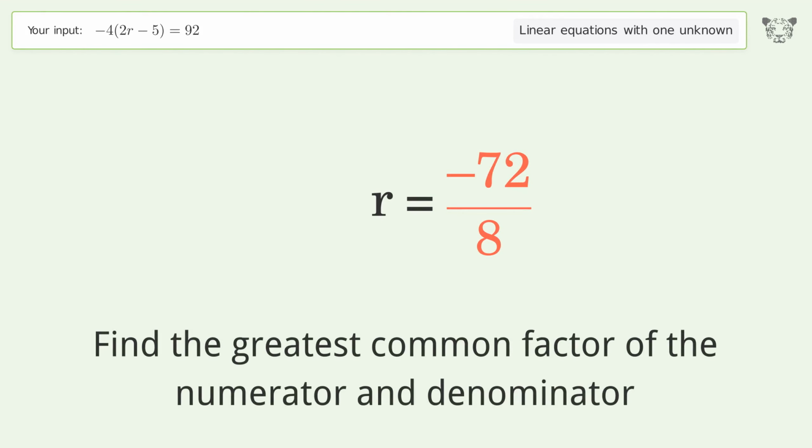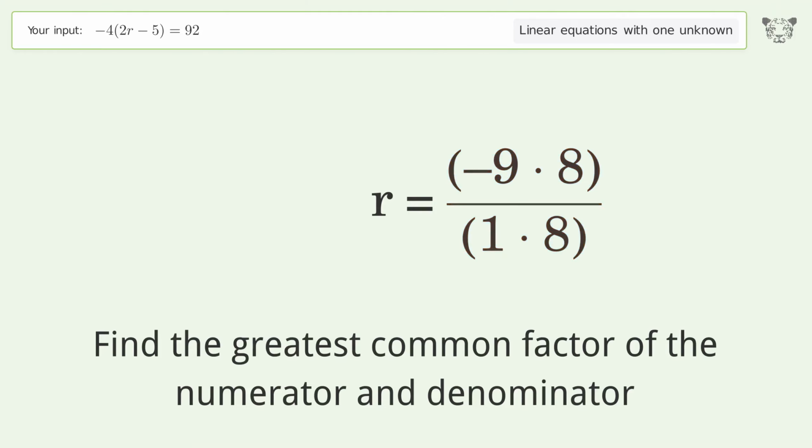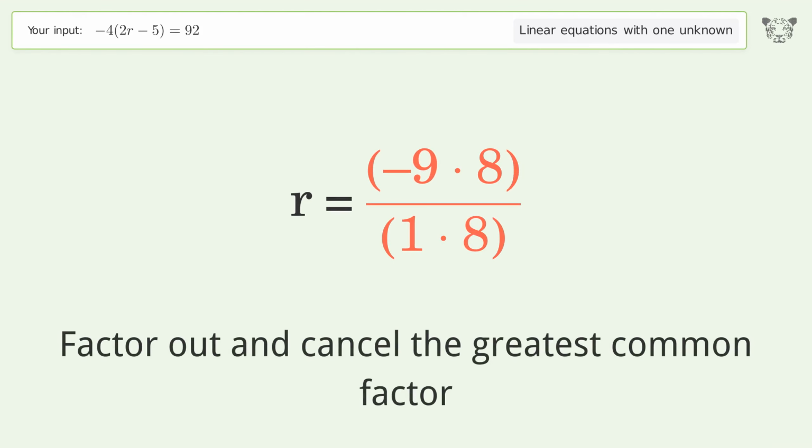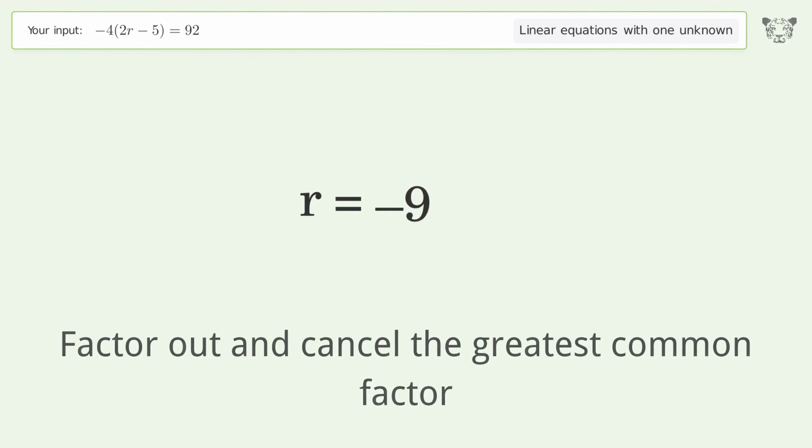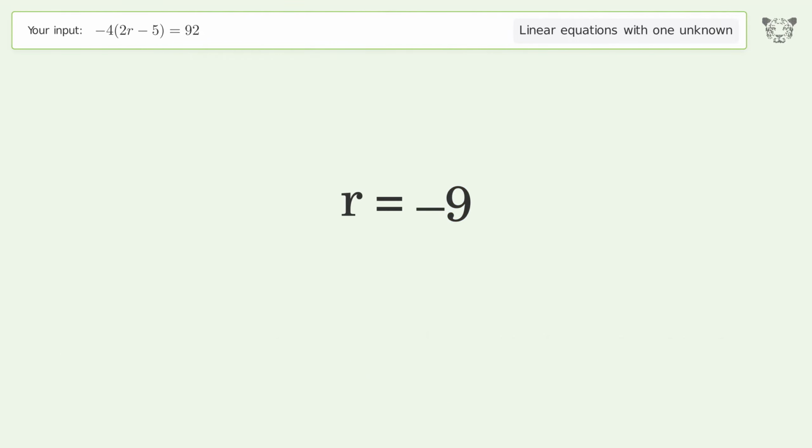Find the greatest common factor of the numerator and denominator. Factor out and cancel the greatest common factor. And so the final result is r equals -9.